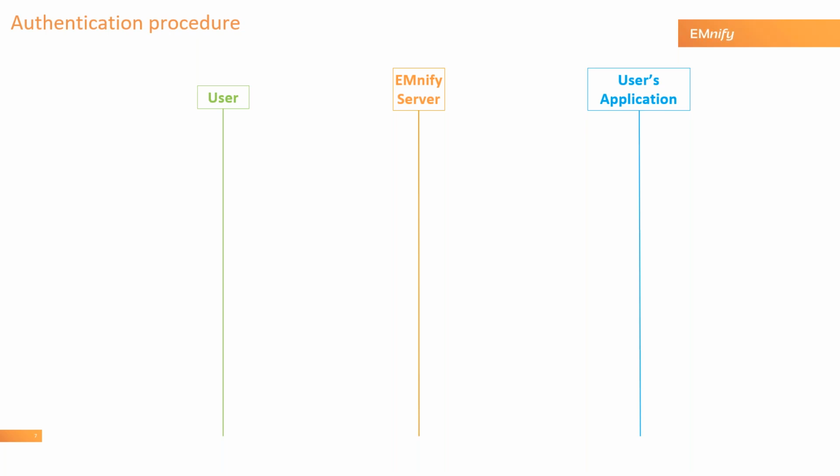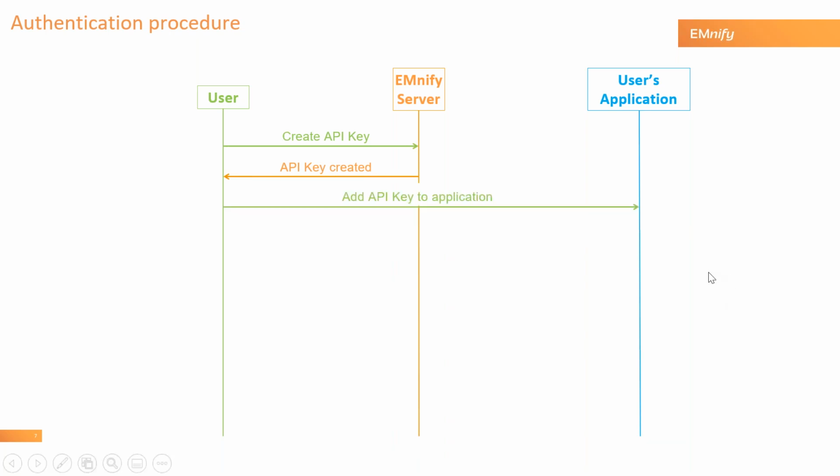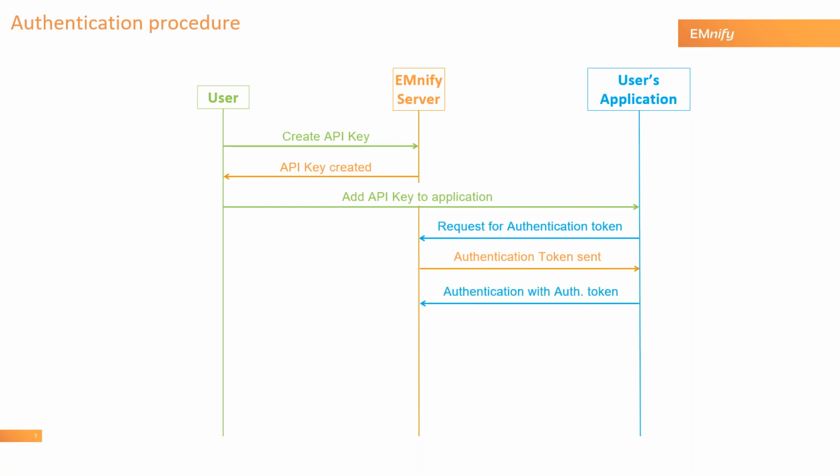So how does it work? As a user connected on the EMnify user interface, you will create an API key, and the EMnify server will give it to you. This is basically the credentials of your application. So you have to put it on your application, and thanks to this API key, your application will be able to request an authentication token. It will receive it, and using this authentication token, it will be able to authenticate.